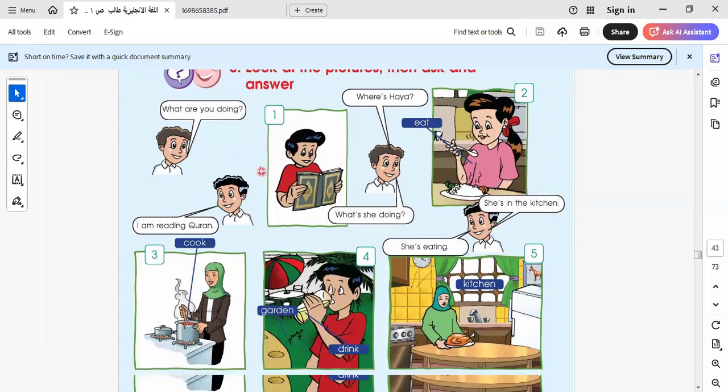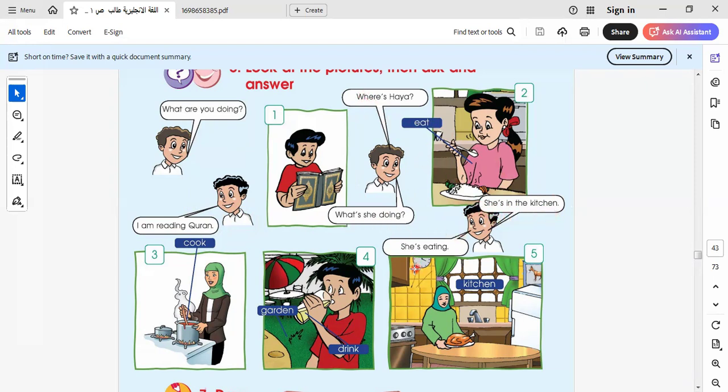Here is a conversation. Let's learn it together. What are you doing? Someone is asking her friend what are you doing. The boy replies, I'm reading Quran. Where is Haya? She's in the kitchen. Here we use where to ask about place.